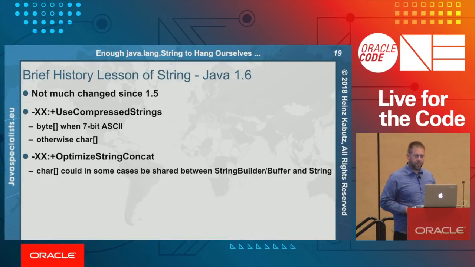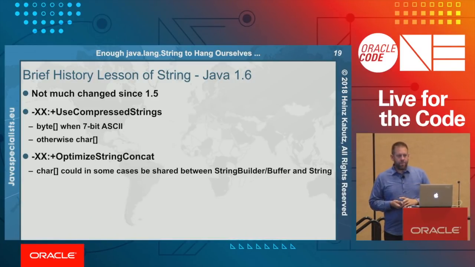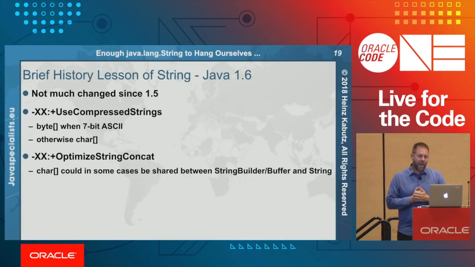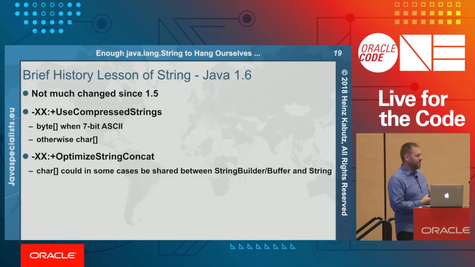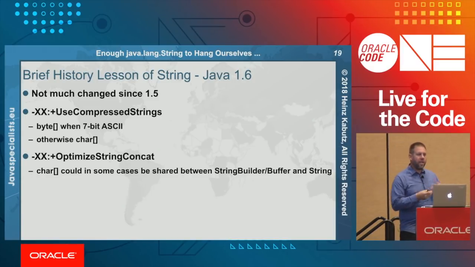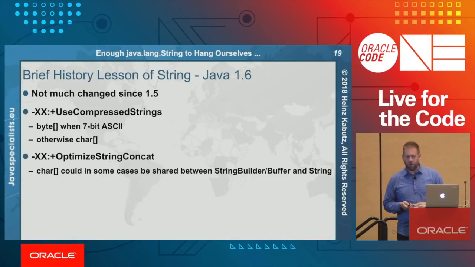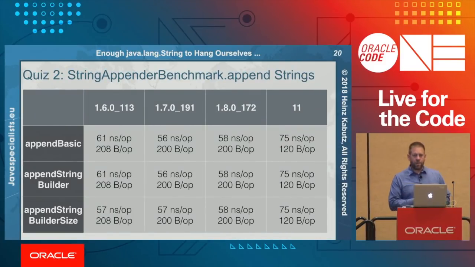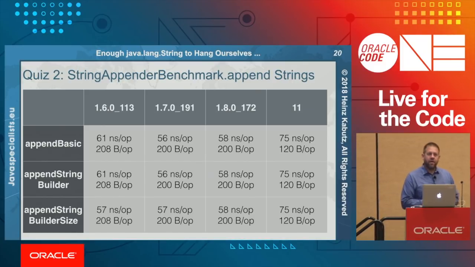We'll talk more about intrinsics and things like that. And this is interesting because the char array could in some cases now be shared automatically between StringBuilder and string buffer and string. Okay? So it became really optimized and much, much faster than before. Now, the answer to the quiz before was, it's all exactly the same, right?